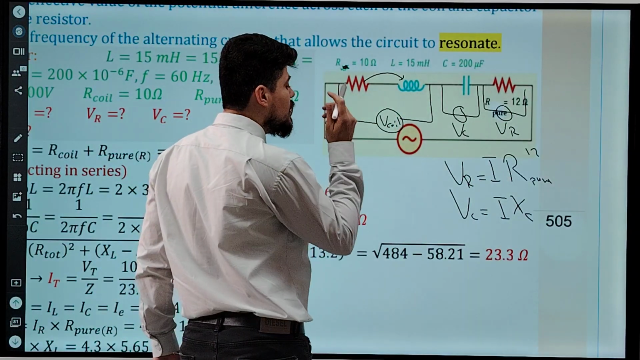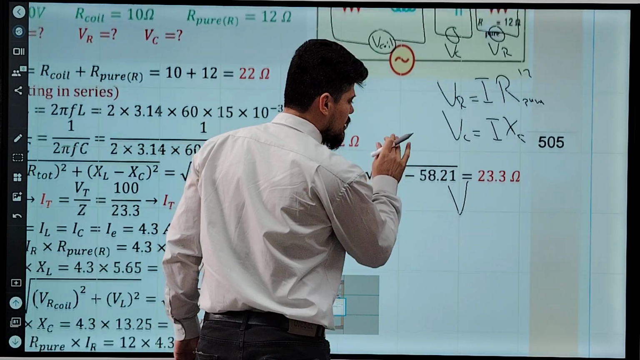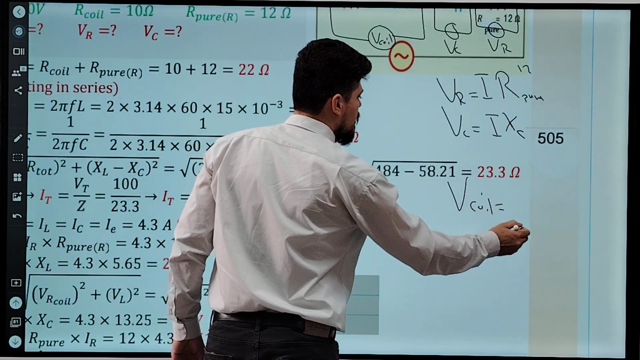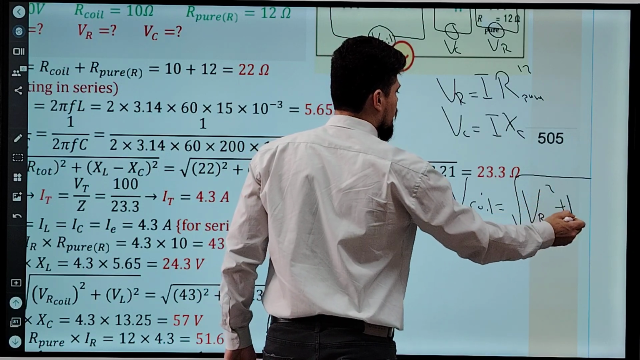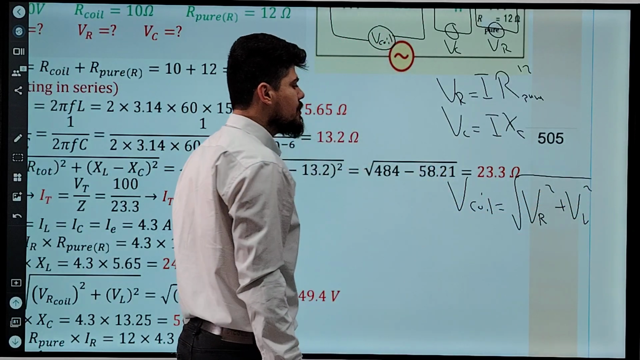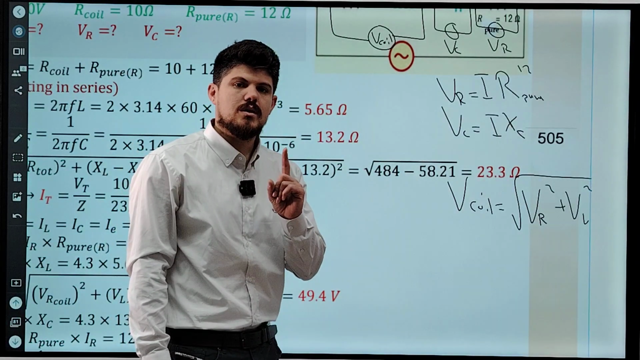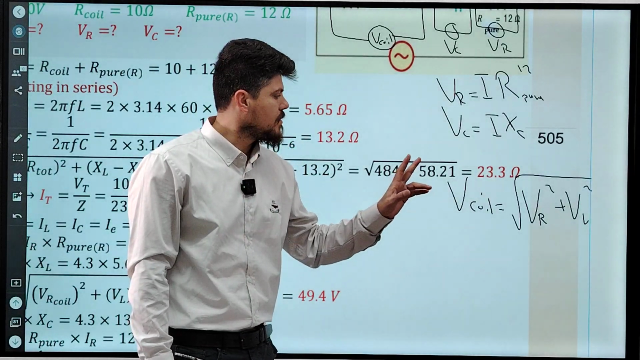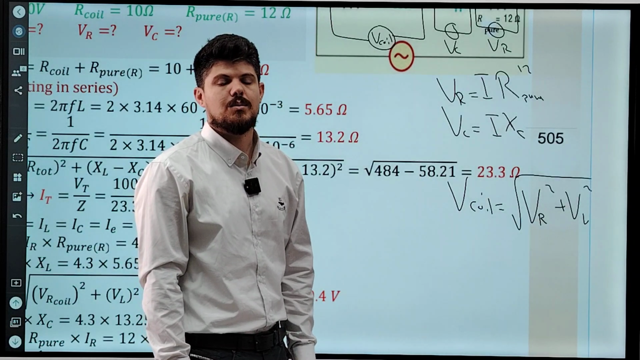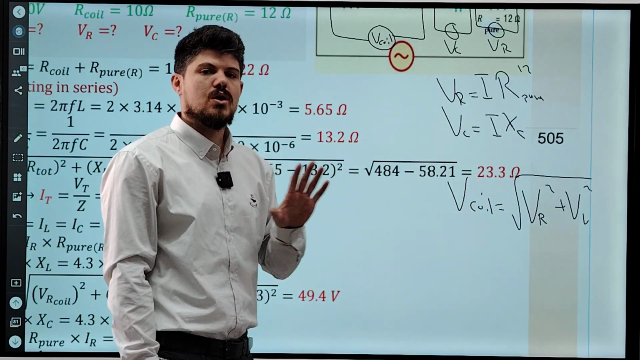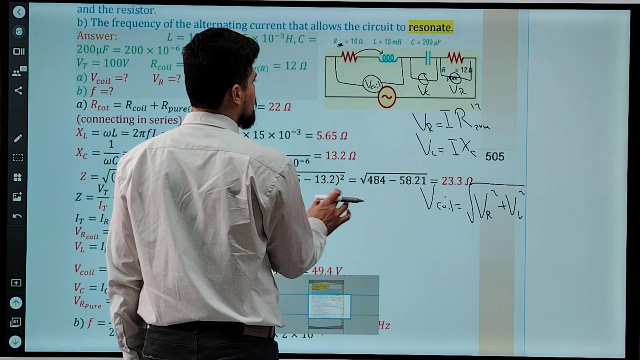How can you find V coil? V coil is equal to what? You have to use the Pythagorean theorem: VR squared plus VL squared. Why? Because the coil is not a pure coil. If the coil is pure, it means that it has no resistance, and V coil is equal to VL. VL is equal to I XL. But in this question, the coil is not pure inductance. It has a resistance.